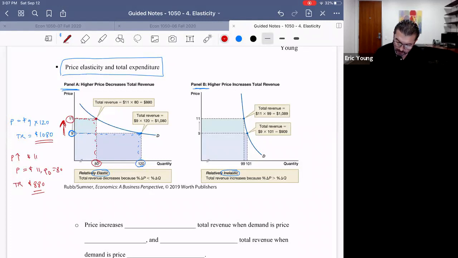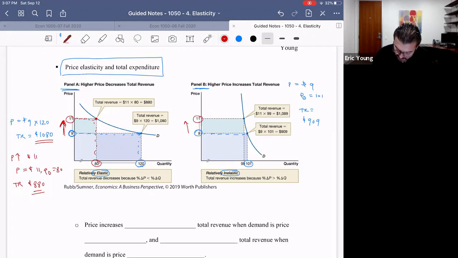Now let's jump over to panel B and see if the same thing occurred or something different occurred. In panel B, the price again started at $9. You go over and you had at $9, 101 units sold. So at a price equal to 9, QD was 101, and therefore total revenue was going to be $909. Now, price goes up again from $9 to $11.